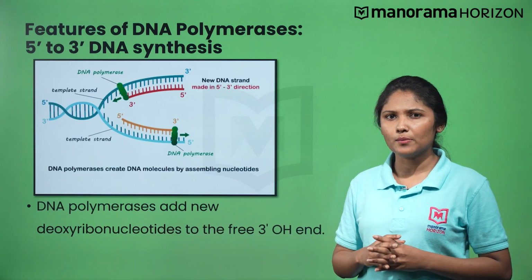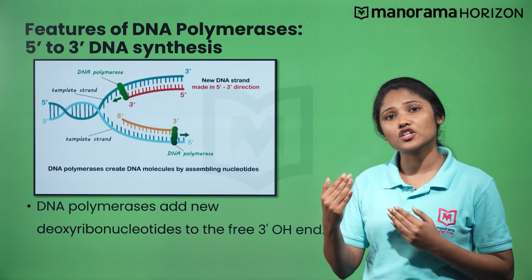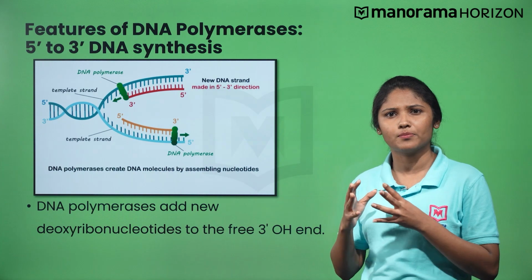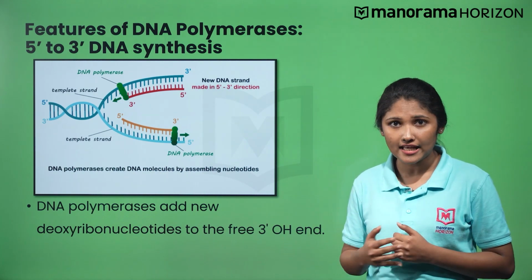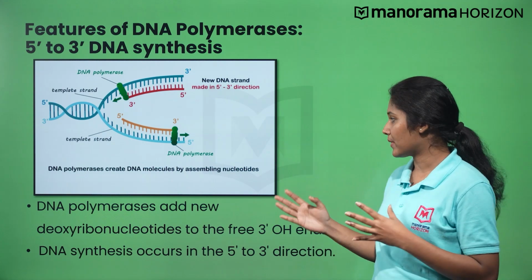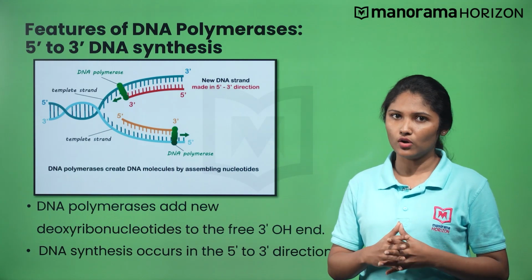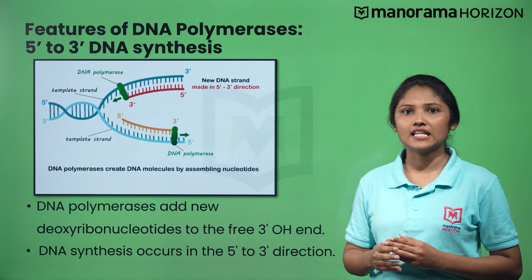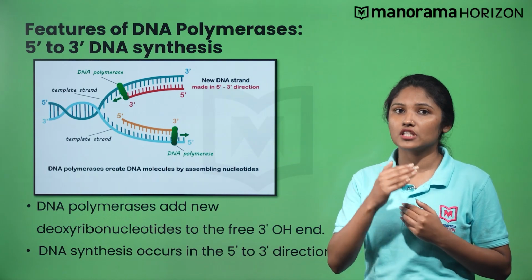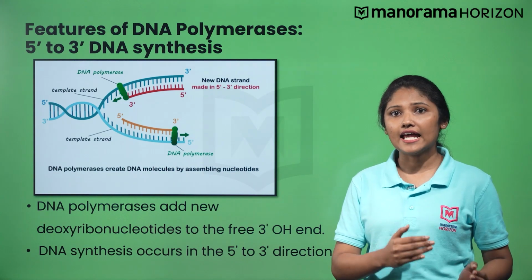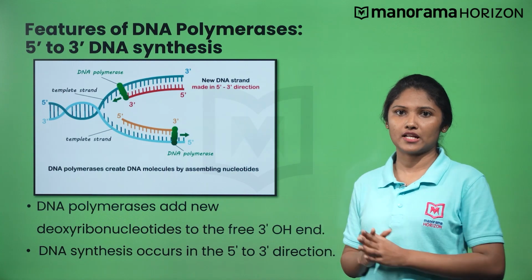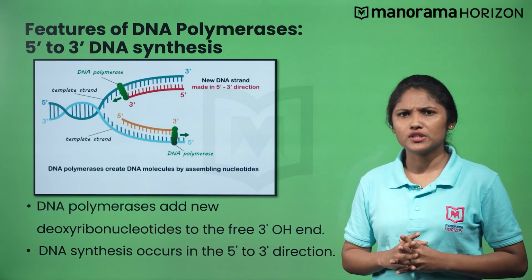Since DNA polymerases add new deoxyribonucleotides to the free 3' OH end of the primer or the growing end, the replication of DNA occurs in 5' to 3' direction only. This means that the incoming deoxyribonucleotide is added to the 3' OH end and extends the DNA strand in 5' to 3' direction.